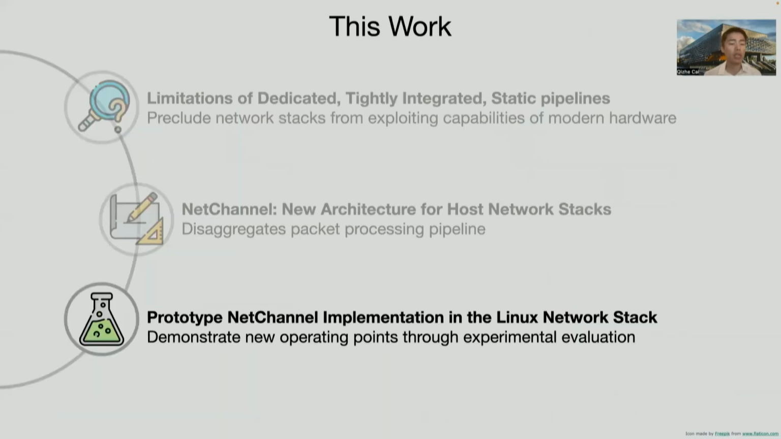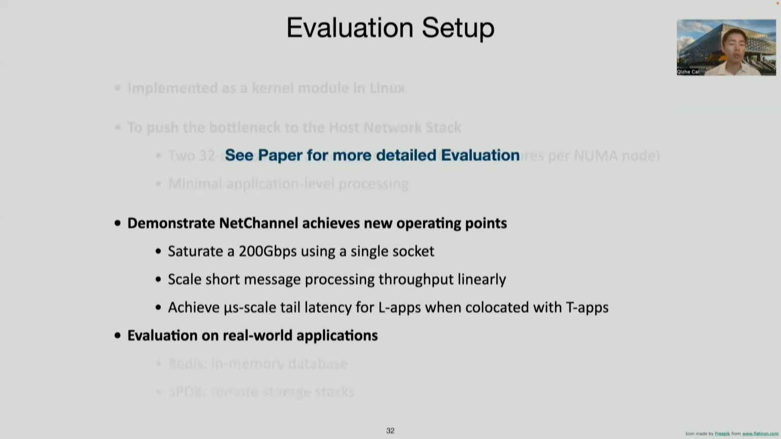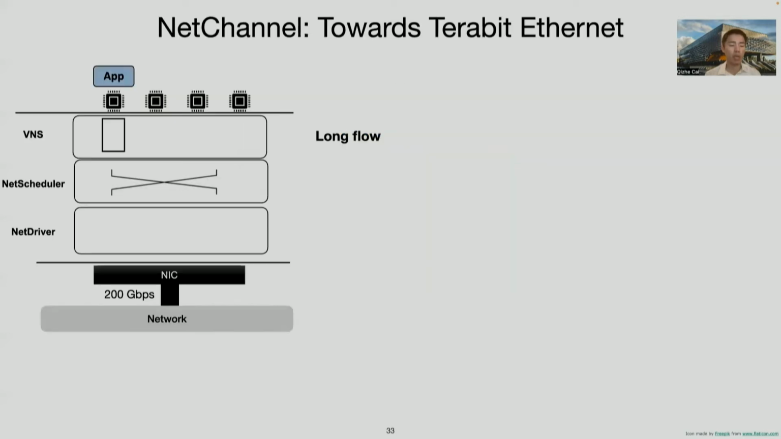Now, let's look at the NetChannel evaluation. We implemented a prototype of NetChannel as a kernel module in Linux and evaluated it with many different workloads. For the full details of our evaluation, please see the paper. Here we focus on demonstrating that NetChannel achieves new operating points: saturate 200 gigabits using a single socket, scale short flow message processing linearly, and achieve microsecond scale tail latency for LApp when co-located with TApps.